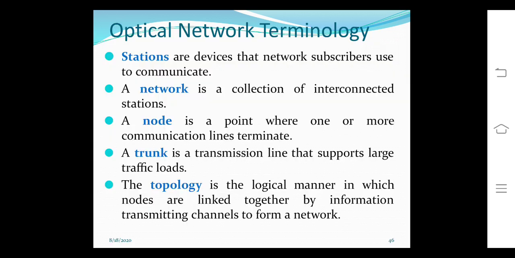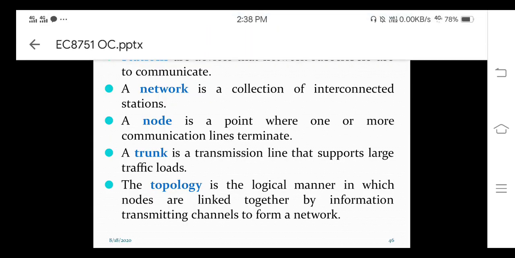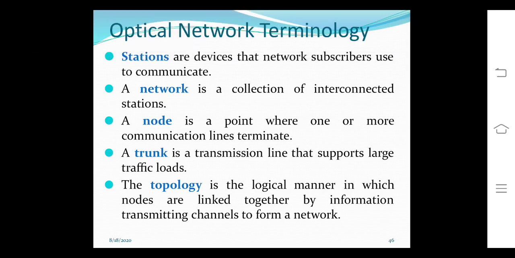So coming to the optical network terminologies. The terminologies are stations. Stations are devices that network subscribers use to communicate, and a network is a collection of interconnected stations. A node is a point where one or more communication lines terminate, and a trunk is a transmission line that supports large traffic loads. The topology is the logical manner in which the nodes are linked together by information transmitting channels to form a network.